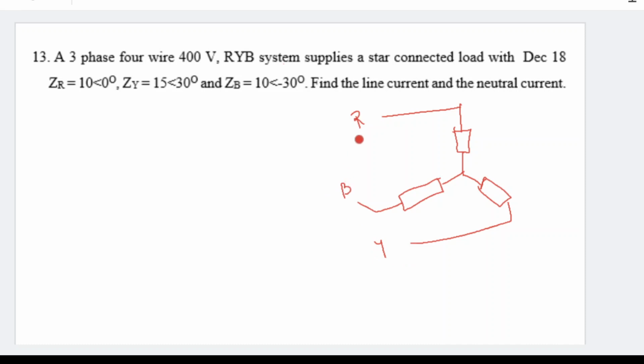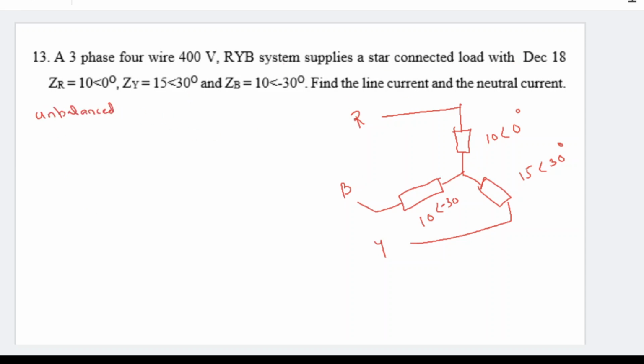B. And they are saying what is ZR? ZR is 10 angle 0 degree. ZY is 15 angle 30 degree, and ZB is 10 angle minus 30 degree. So now you can understand that the impedances are different, which means the system is an unbalanced system. So our system is having unbalanced load.